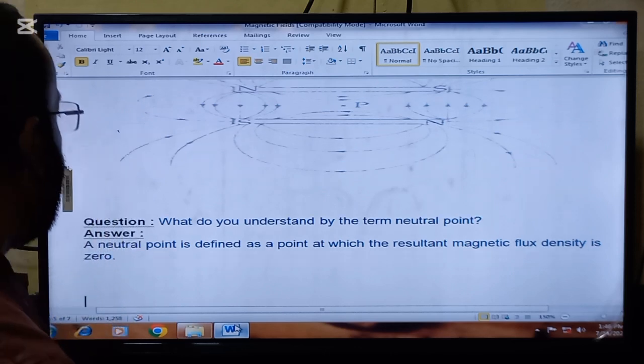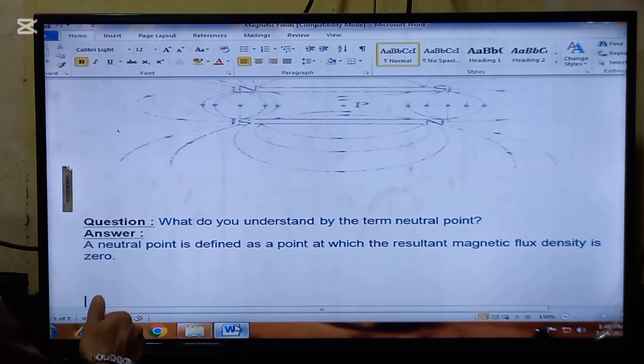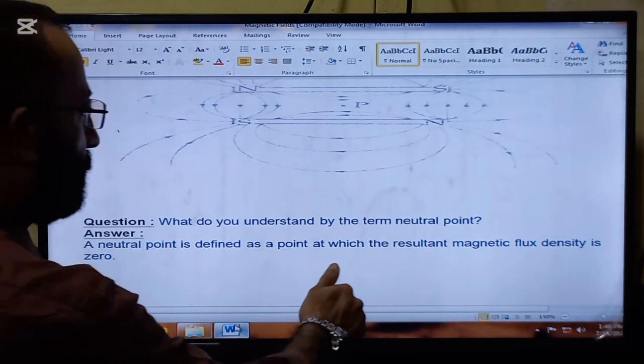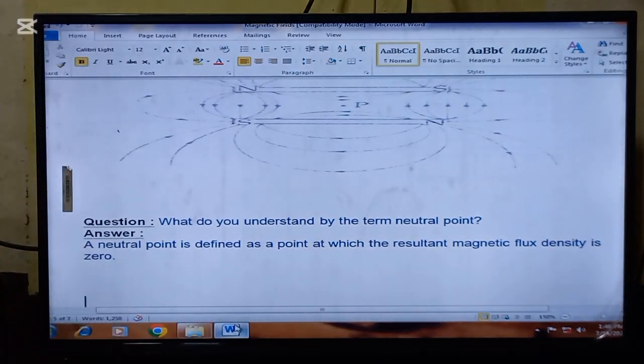It is a short question. What do you understand by the term neutral point? A neutral point is defined as the point at which the resultant magnetic flux density is zero.